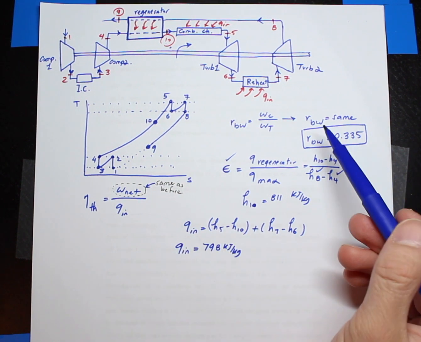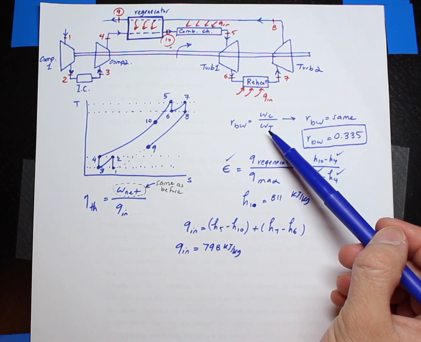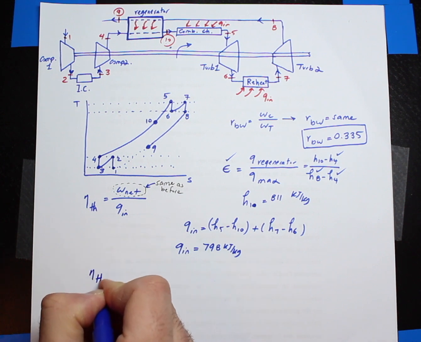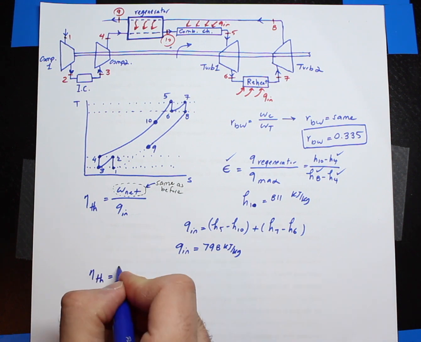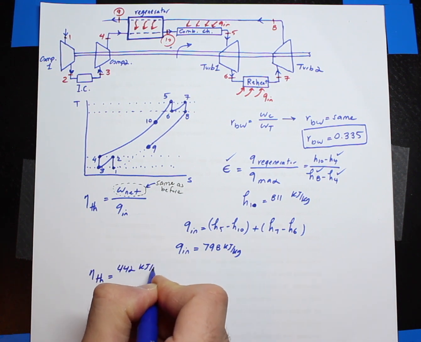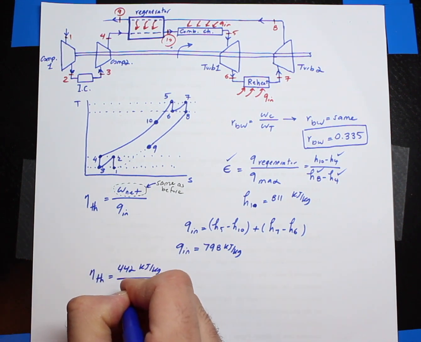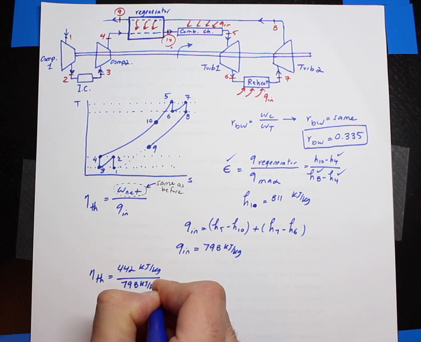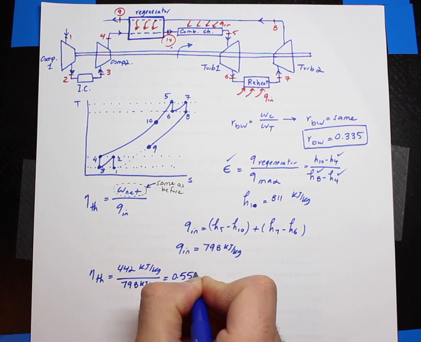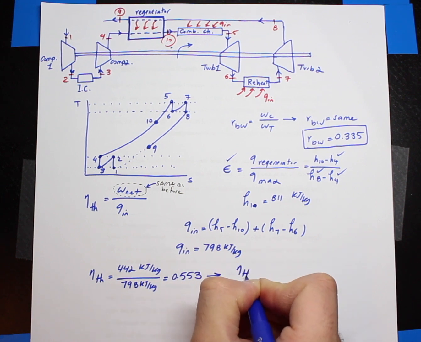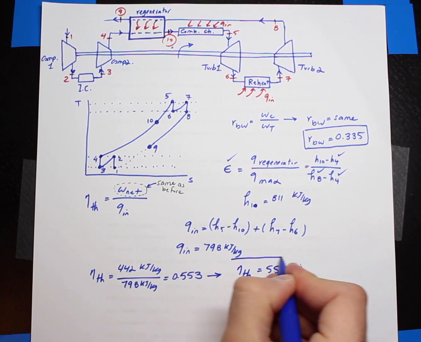And as I said, the back work ratio is still the same. The compressor work doesn't change. The turbine work doesn't really change. The only thing that is going to change is the thermal efficiency. So the thermal efficiency is the net work, which is the same as before, 442 kilojoule per kilogram, and my Q in is 798 kilojoule per kilogram. That gives me a thermal efficiency of 0.553, or you could say the thermal efficiency is 55.3%.